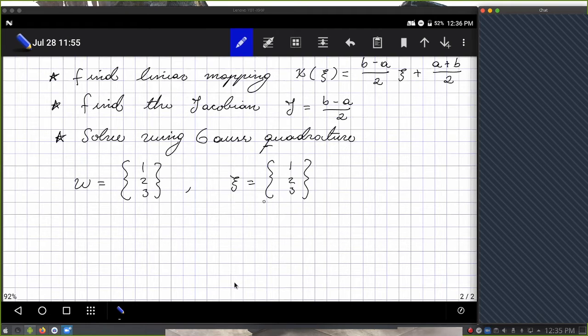Those are your weights. Those are going to be your psi values. That's what you're going to be given in that section of the exam, and that's what you're going to be using to solve the whole Gauss quadrature problem.